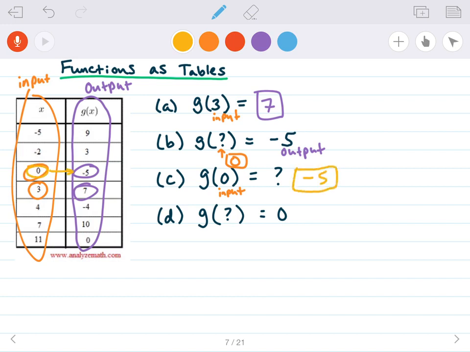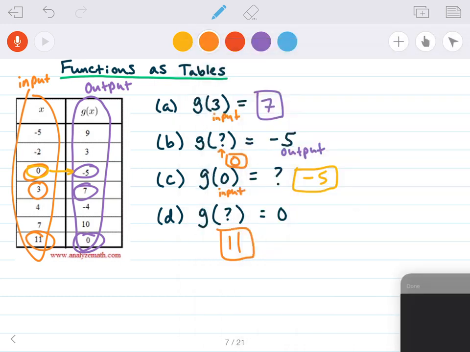And finally, part D, what is the input that has an output of 0? So we look at our output column and we find 0, and we look to the left and it says our corresponding input should be 11. So that's my answer for part D.